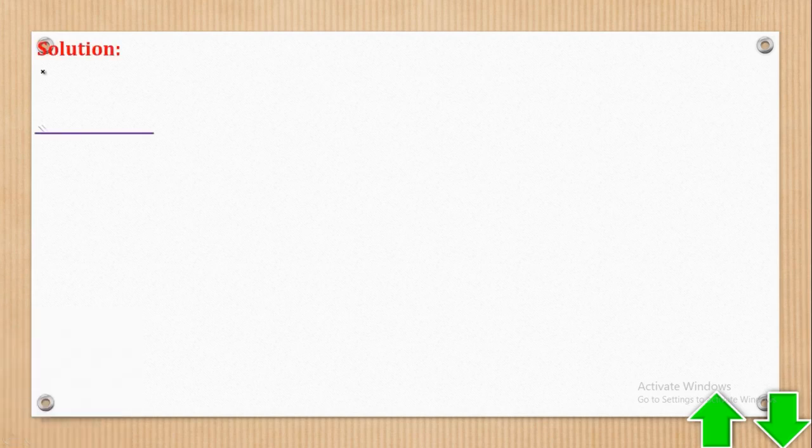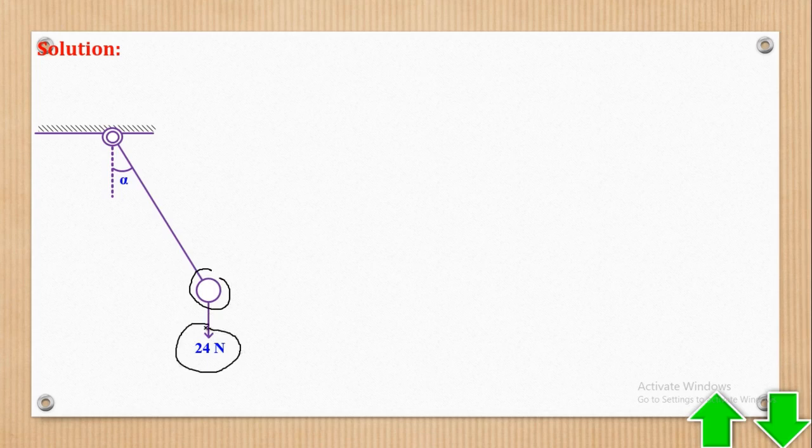So you start by drawing a force diagram. So that is a ring. Then we have a string inclined at an angle alpha to the vertical. Now this is the particle, but they said it's of weight 24 newtons, so remember, weight acts vertically downwards.